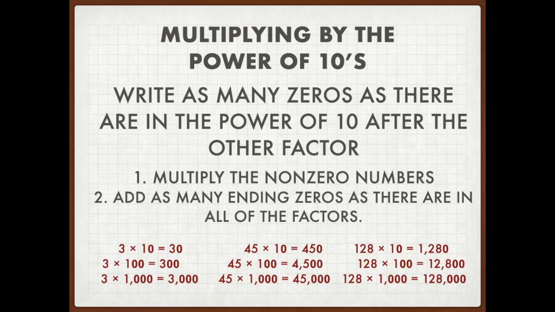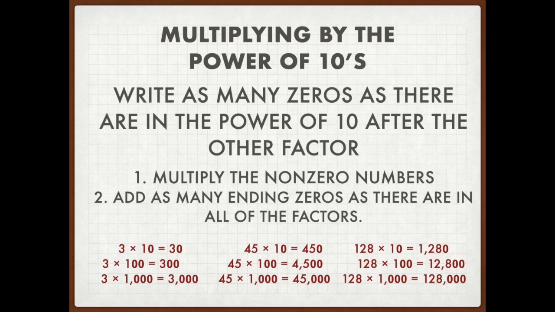3 times 10. Okay, I'm going to multiply the first numbers, kind of like that front-end number. 3 times 1 is 3. And then I look at how many zeros. There's only one zero, I add that. That gives me 30. Let's look at the next one below that. 3 times 100. I multiply 3 times 1, that gives me 3. I have two zeros, that's 300. 3 times 1,000. 3 times 1 is 3. We have 3 zeros. That gives me 3,000.